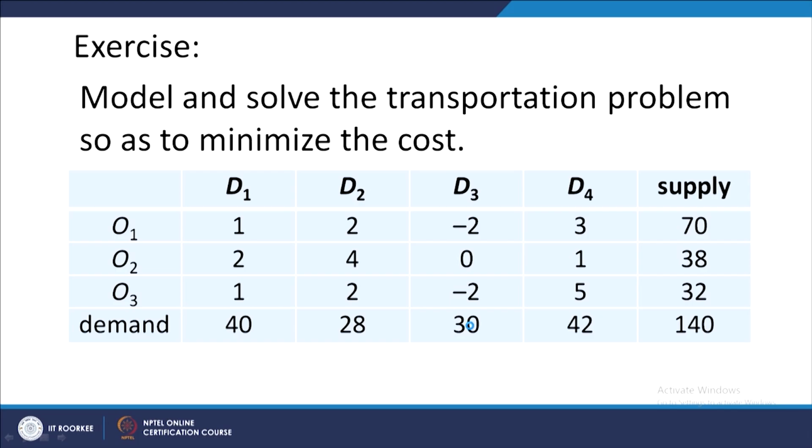So, as an exercise, here is a model. I would like you to solve this transportation problem so as to minimize the cost. You have 3 origins and 4 demands, and the availabilities and the supplies and the demands are given, and as you can see that this is a balanced problem because the summation of the supplies and the demands is equal to 140. So, please do this as an example to understand this method.